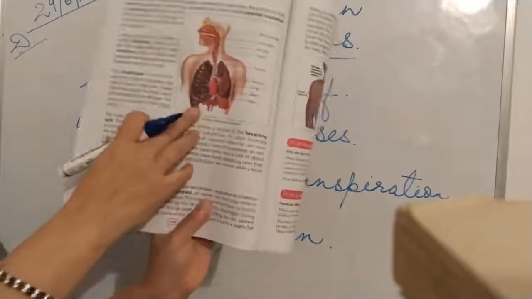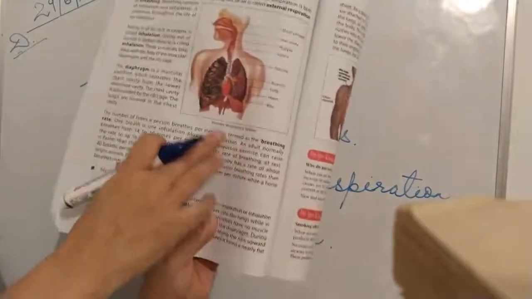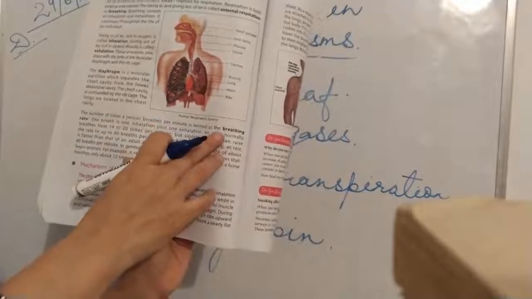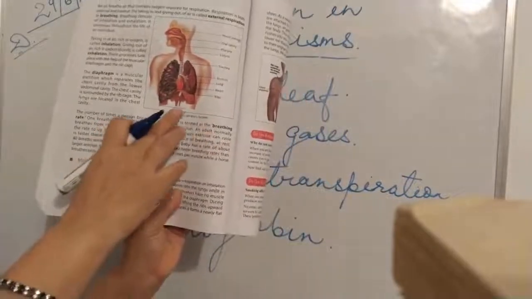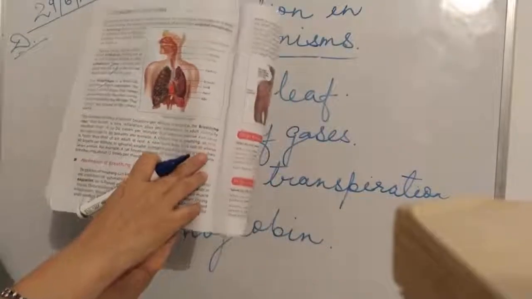So children, the chapter is completed. Now you have to do the question answers, everything in your fair copy. Okay children?